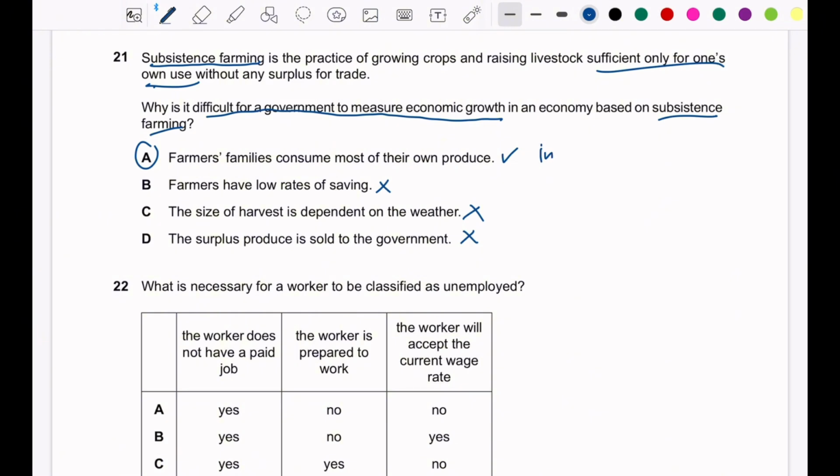It's because subsistence farming is often categorized in the informal economy. And what is informal economy? It means that all their economic activities are not being taxed or documented. And without documentation, it's harder for government to calculate how much output they produce exactly. This is why it's harder for them to measure economic growth based on subsistence farming.